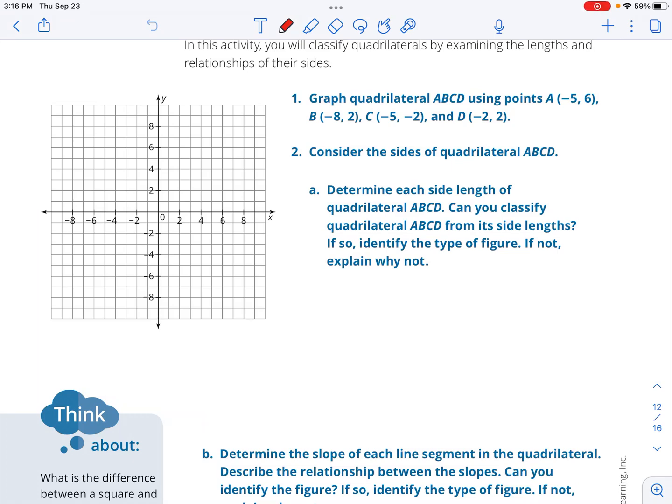Okay, for question 1 here, go ahead and graph those, and really what leads me to question 2: what type of quadrilateral are we looking at? So let's plot those points first.